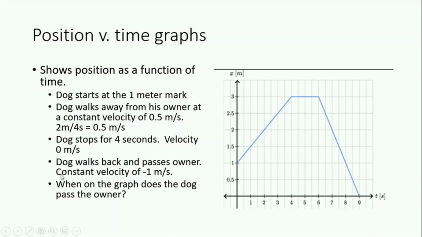Now, if we wanted to figure out his velocity, we would figure out he traveled from 3 meters to 0 meters in 3 seconds, and that would be a negative 1 meter per second, and that would be his velocity. And the negative is because he was traveling backwards. So we're going to go over that a little bit more here on the next slide.